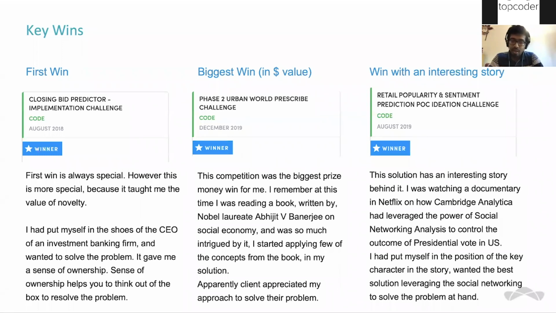Banerjee on the social economy. And when reading it, I was actually intrigued by how easily everything had been put. So I started applying a few of the concepts written in that book to the approach for solving this problem.